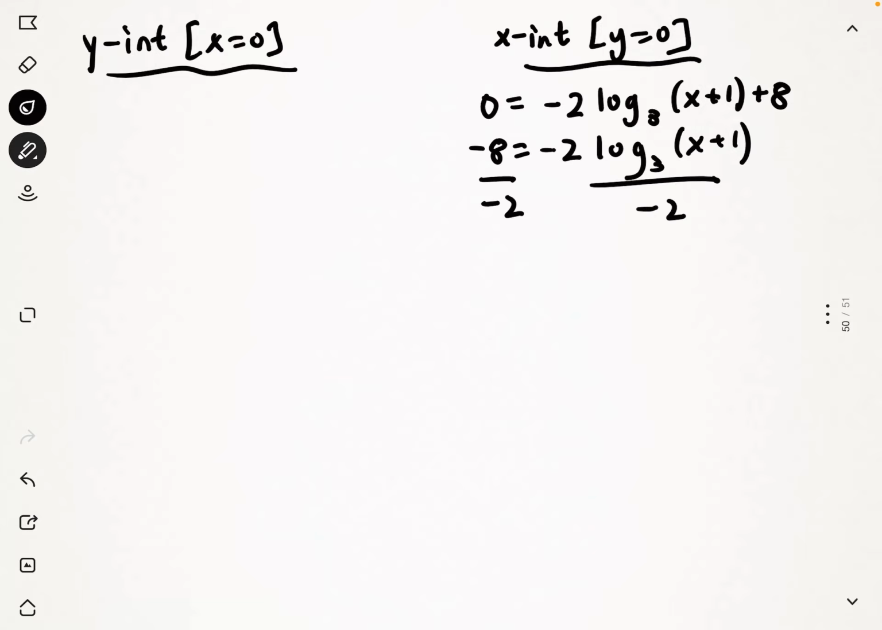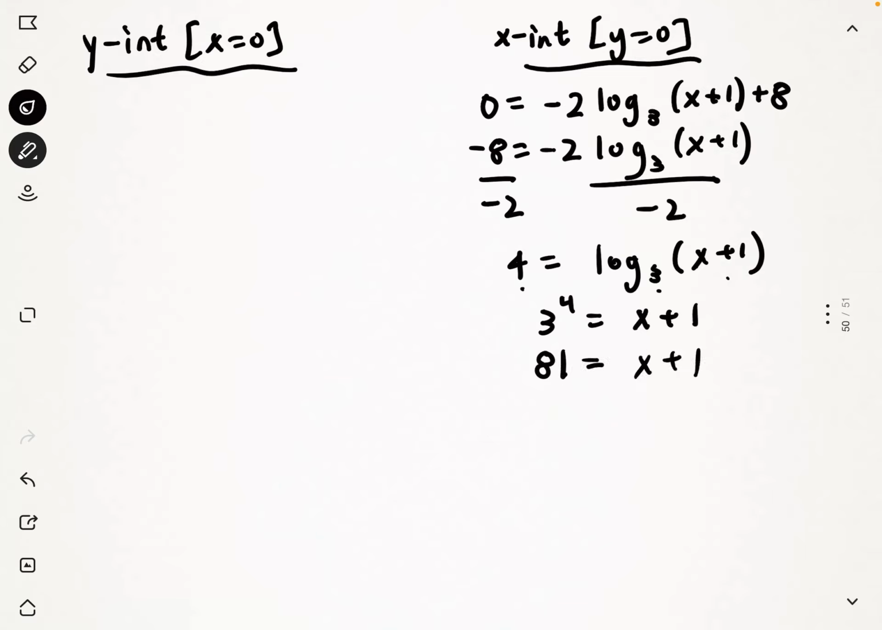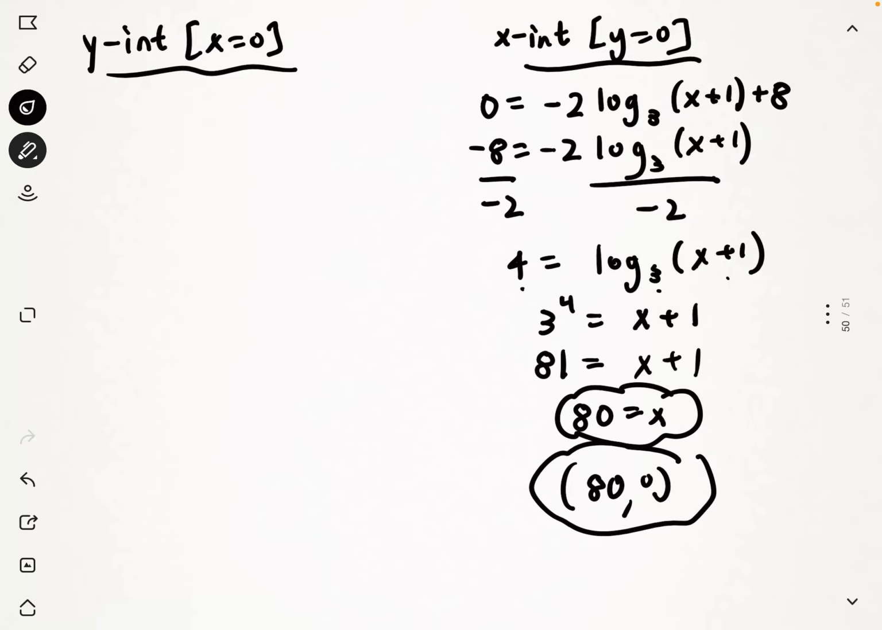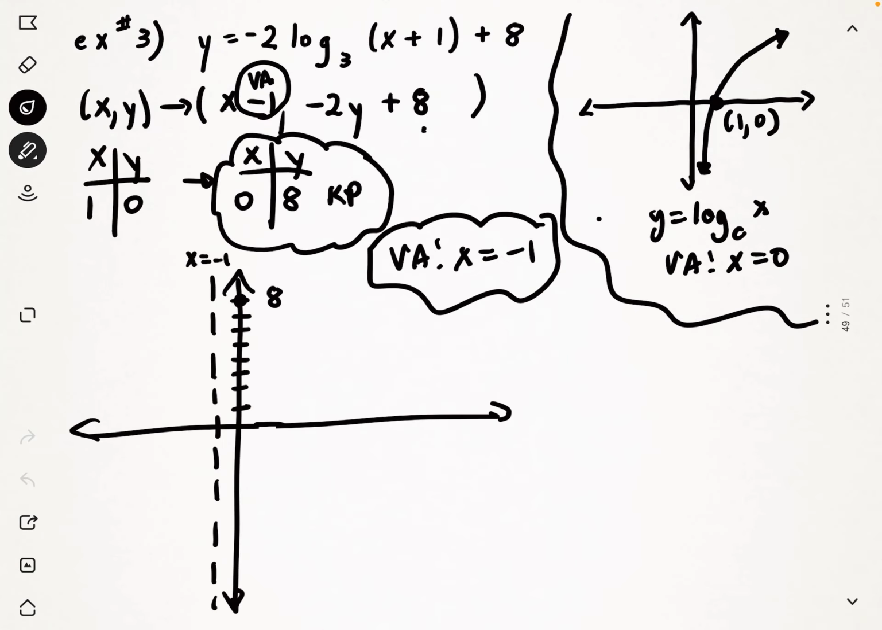I can also divide both sides by -2 so that I get positive 4 is equal to log subscript 3 of (x plus 1). Then I can use my rules of exponents. I can go 3 to the power of 4 equals x plus 1. What that does is it gets rid of the log and puts it in exponential form. It looks like my x-intercept here is going to be 80, which is a little ridiculous. This is not going to fit on our graph, but it can give us some sort of an idea. We know that the x-intercept is way over here somewhere, so we can just expect that the graph is going to cross the x-axis somewhere along the line.